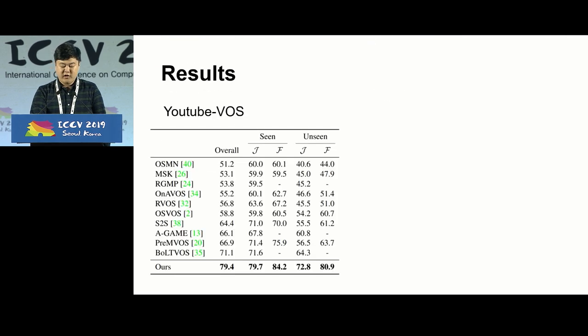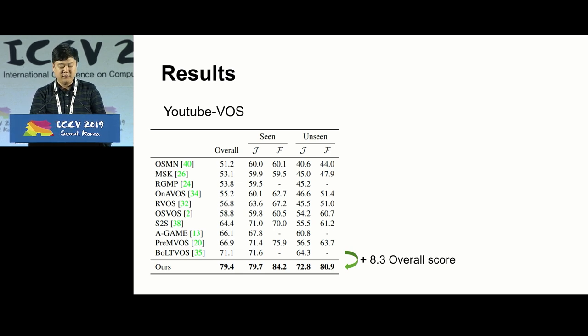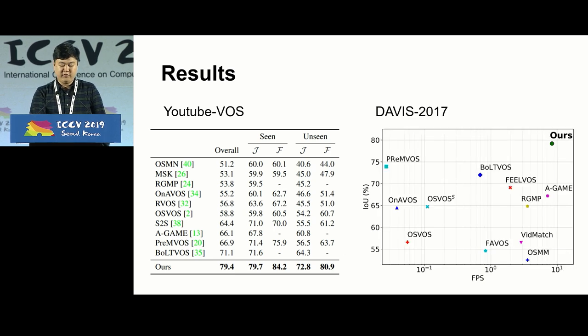We first evaluate our method on the YouTube-VOS dataset, which is the largest benchmark for semi-supervised video object segmentation. As shown in the table, our method outperforms all the previous approaches by a large margin in all metrics. Next, we evaluate our method on the DAVIS dataset. This is a quality versus timing plot on the DAVIS 2017 validation set. Our method is the fastest and the most accurate of all published methods.